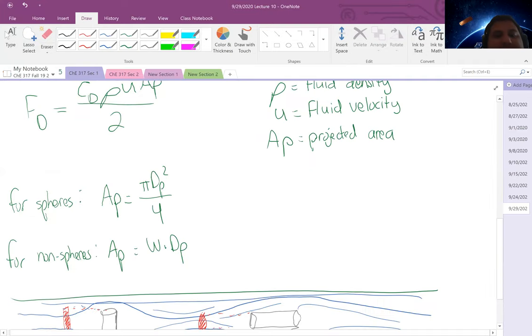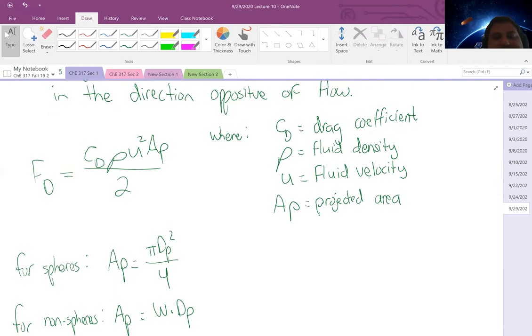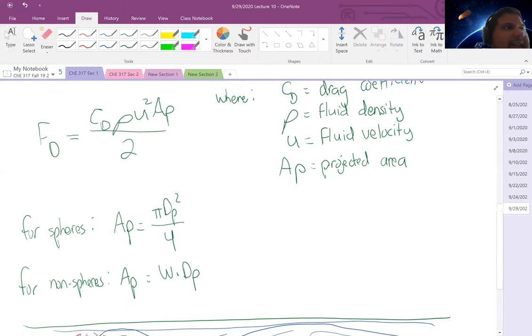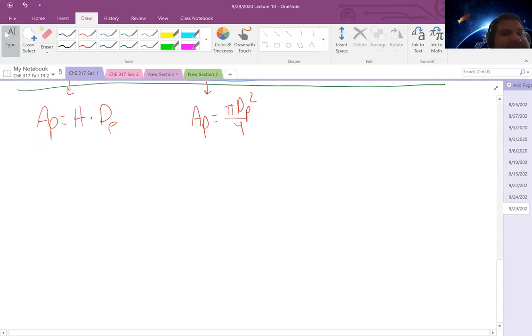So we can calculate drag force from this expression, in terms of drag coefficient, fluid density, fluid velocity, and projected area. We can generally come up with the density, velocity, and particle area. The more difficult part is looking at our drag coefficient, which, rearranging our drag force expression, if we wanted to solve for drag coefficient, we could say it was 2 times the drag force over the fluid density times the fluid velocity squared times the projected area.